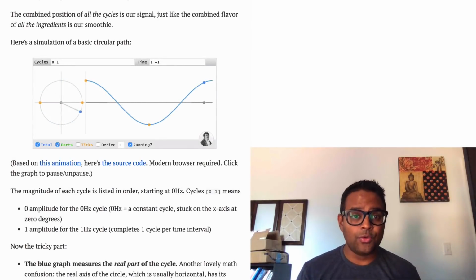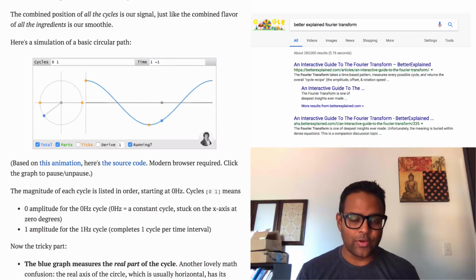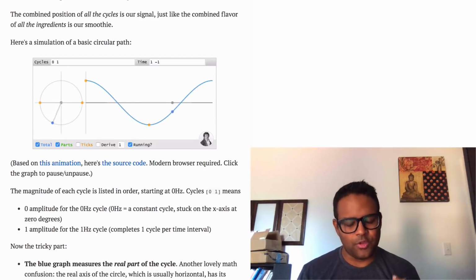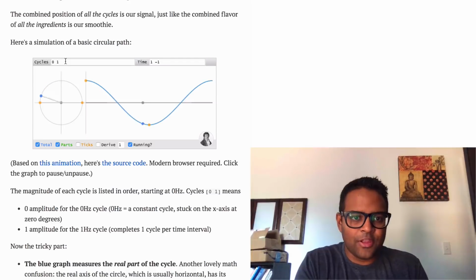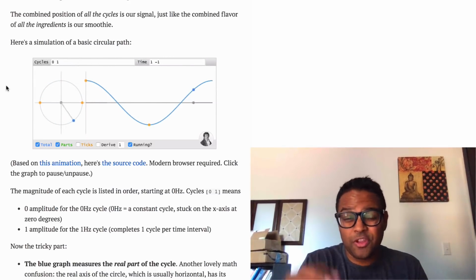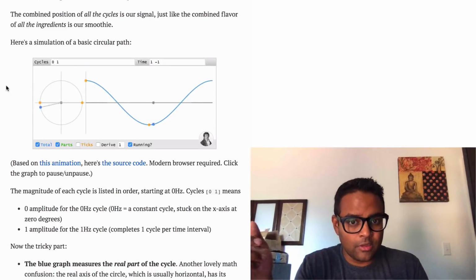Now, instead of playing with math equations, we actually want to see it for ourselves. If you Google "better explained Fourier transform," you'll get to the article and you can play with these animations. The goal is to really understand how these circular paths work so we can visualize it instead of just having it be an equation. I have an animation here. On the side, I can write down the types of cycles I want, and on the right, it'll tell me what pattern I get. So we're starting with the ingredients and figuring out the smoothie that it'll create.